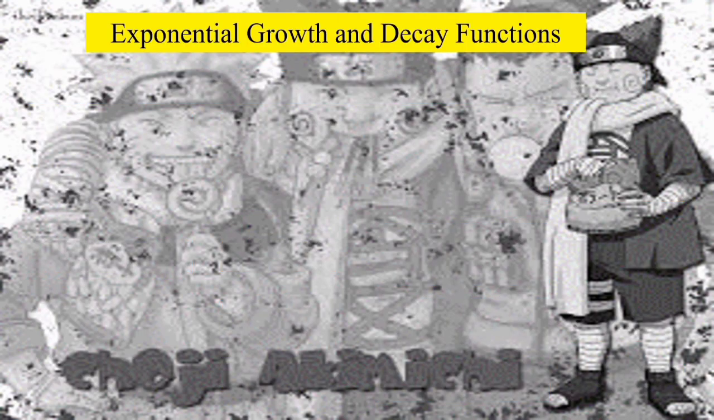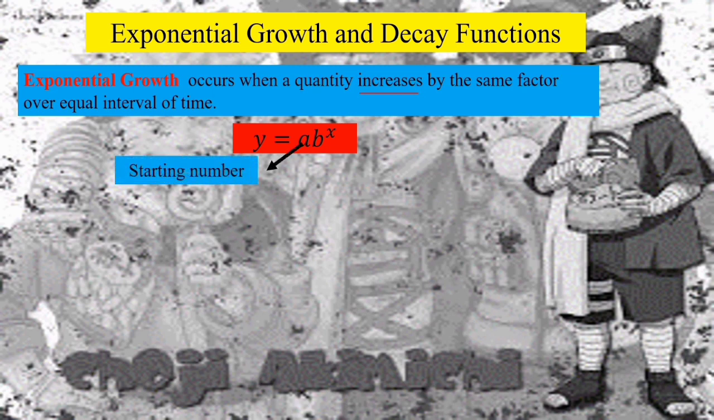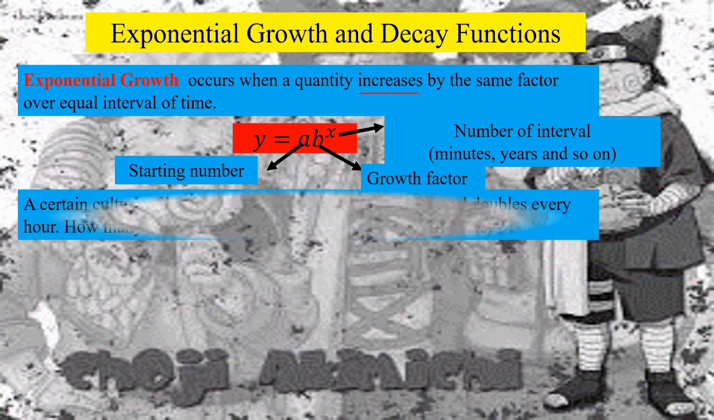Exponential growth and decay function. When we say exponential growth, it occurs when a quantity increases by the same factor over equal intervals of time. So, pag sinabi natin growth, okay, tandaan lang yung word na increases. So, that is exponential growth. y is equal to a times b raised to the power of x, where a is your starting number, your b is your growth factor, and your x is your number of intervals, minutes, years, and so on and so forth. So let's have an example.